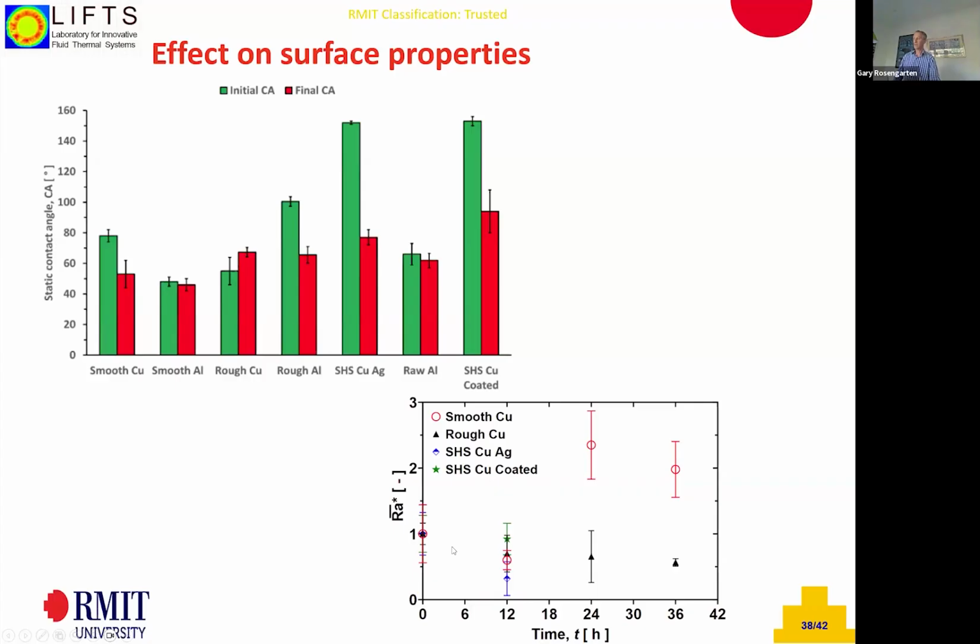The roughness we looked at as well. After 36 hours, this is a relative roughness, so the 2 means the roughness doubled over that. There wasn't much of a change for some of the surfaces apart from this smooth copper. So this is why the contact angle went down. It's hydrophilic, you make it a bit rougher, and it wants to wet the surface a bit more. So that's something to look at when you're designing long-term, more practical spray cooling applications.